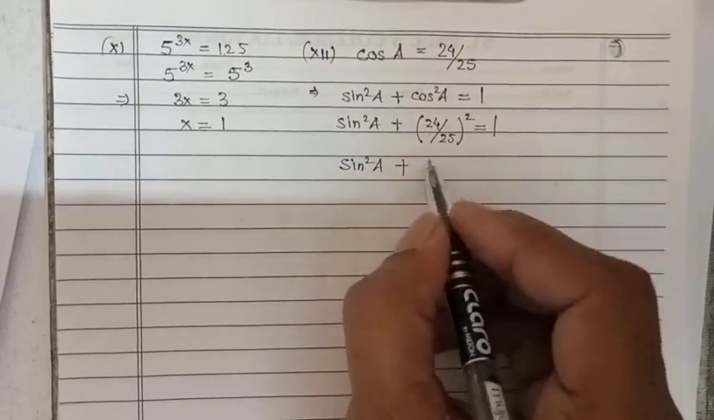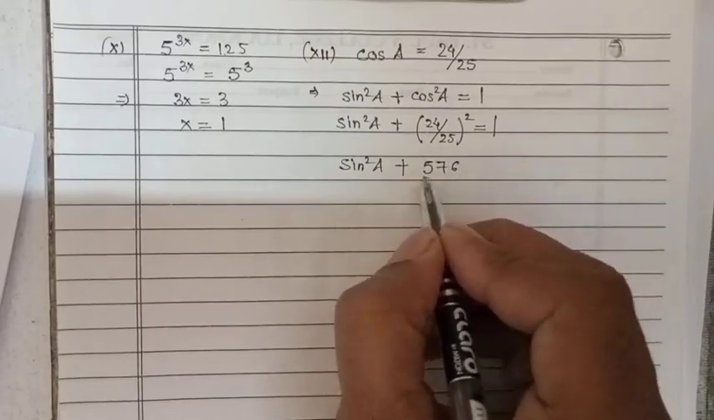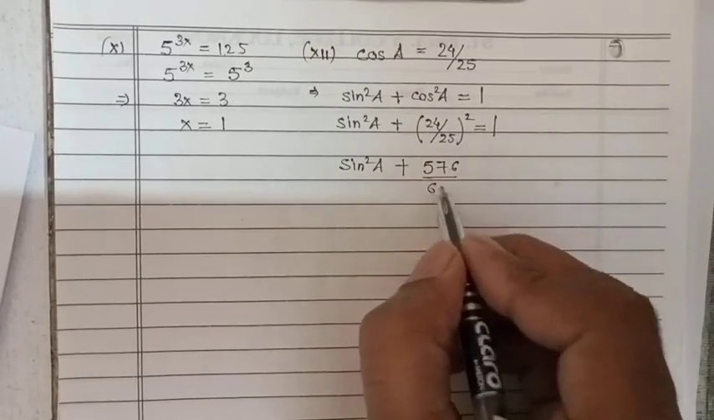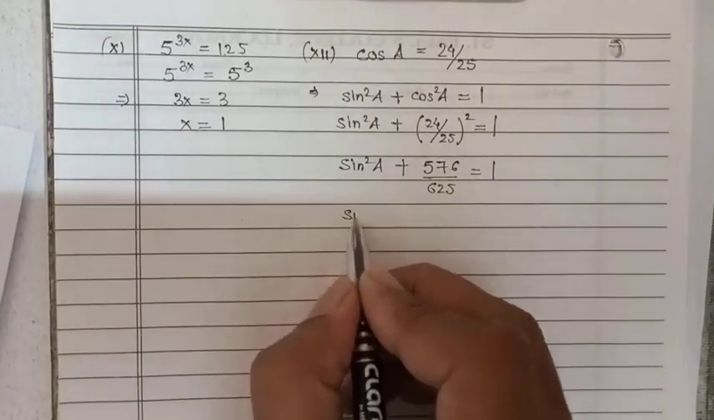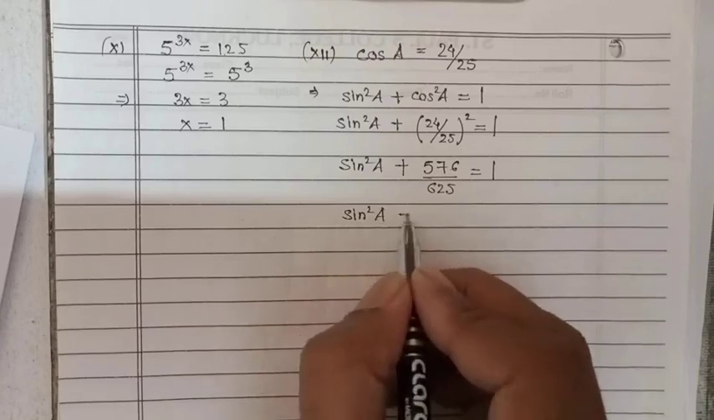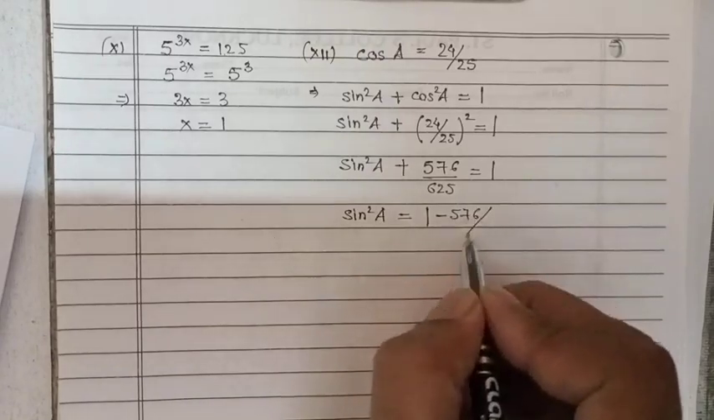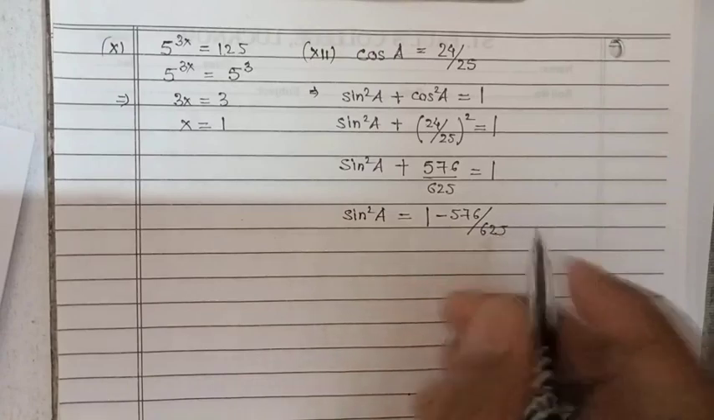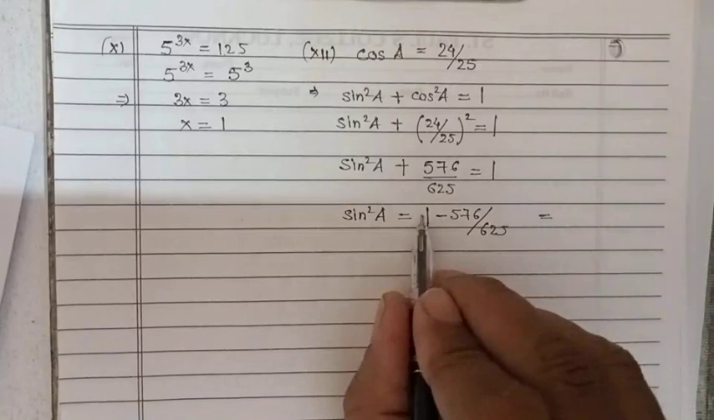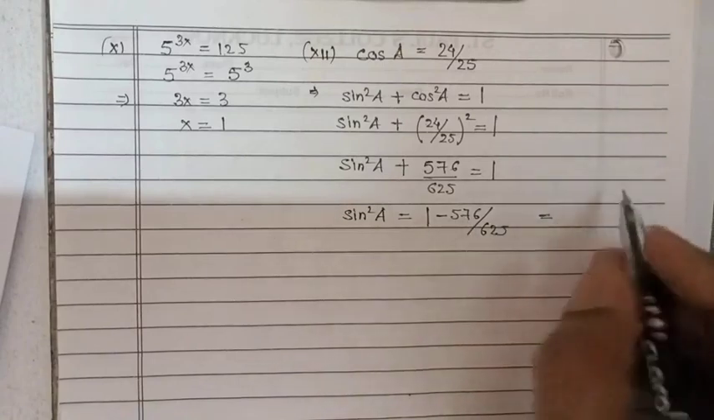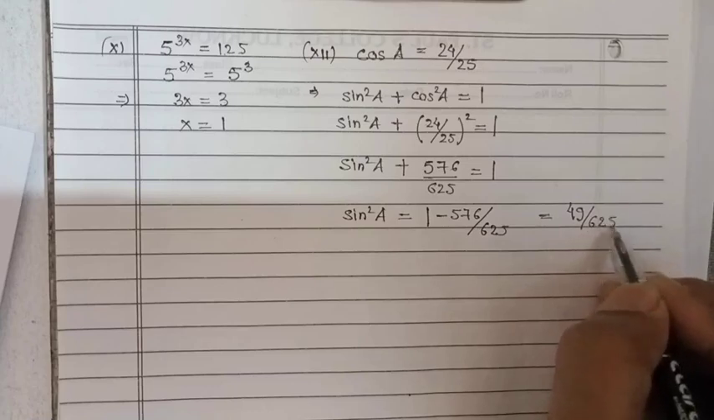24 square is 576. 25 square is 625. So sin square is 1 minus 576 upon 625. Now when you subtract this, you will be getting 625 minus 576, that is 49 upon 625.